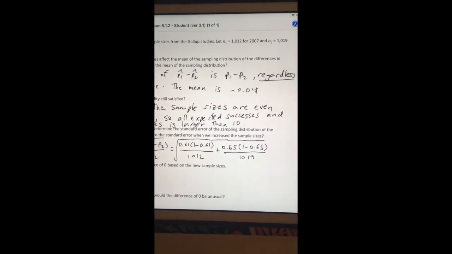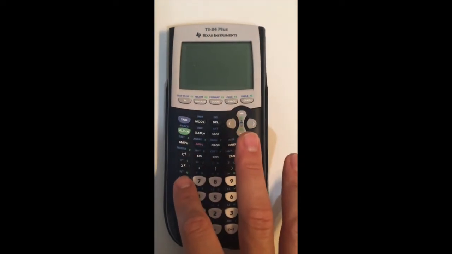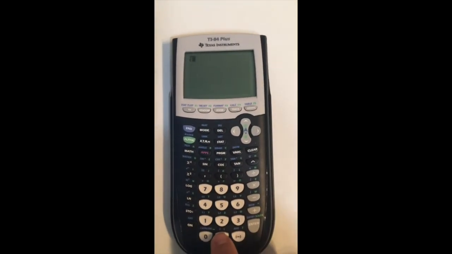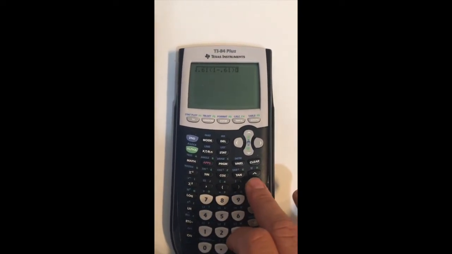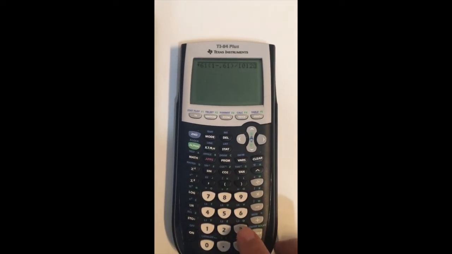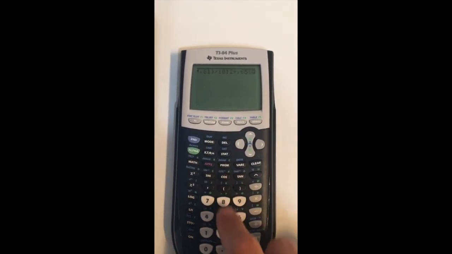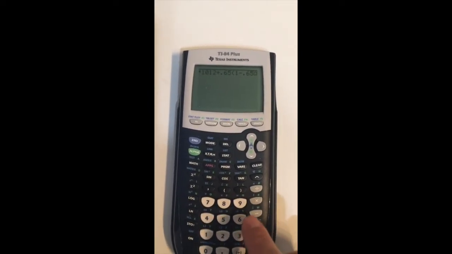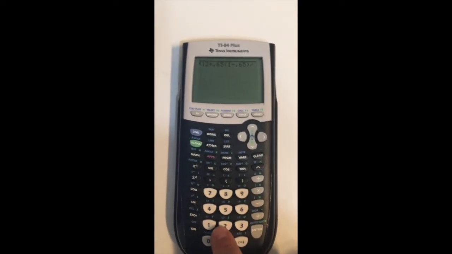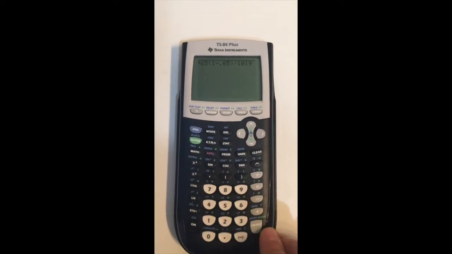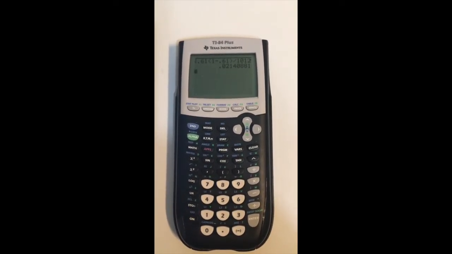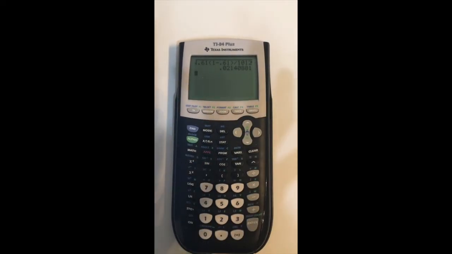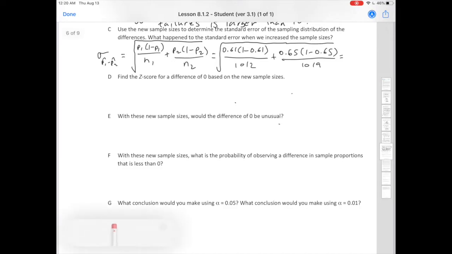Okay, so we're going to put that guy in our calculator. Remember, we need to put second square root first. And then I have 0.61 times 1 minus 0.61, close parenthesis, divided by 1012 plus 0.65 times 1 minus 0.65, close parentheses, divided by 1019. So when we put that in our calculator, we end up with a much smaller standard error, don't we? 0.021.